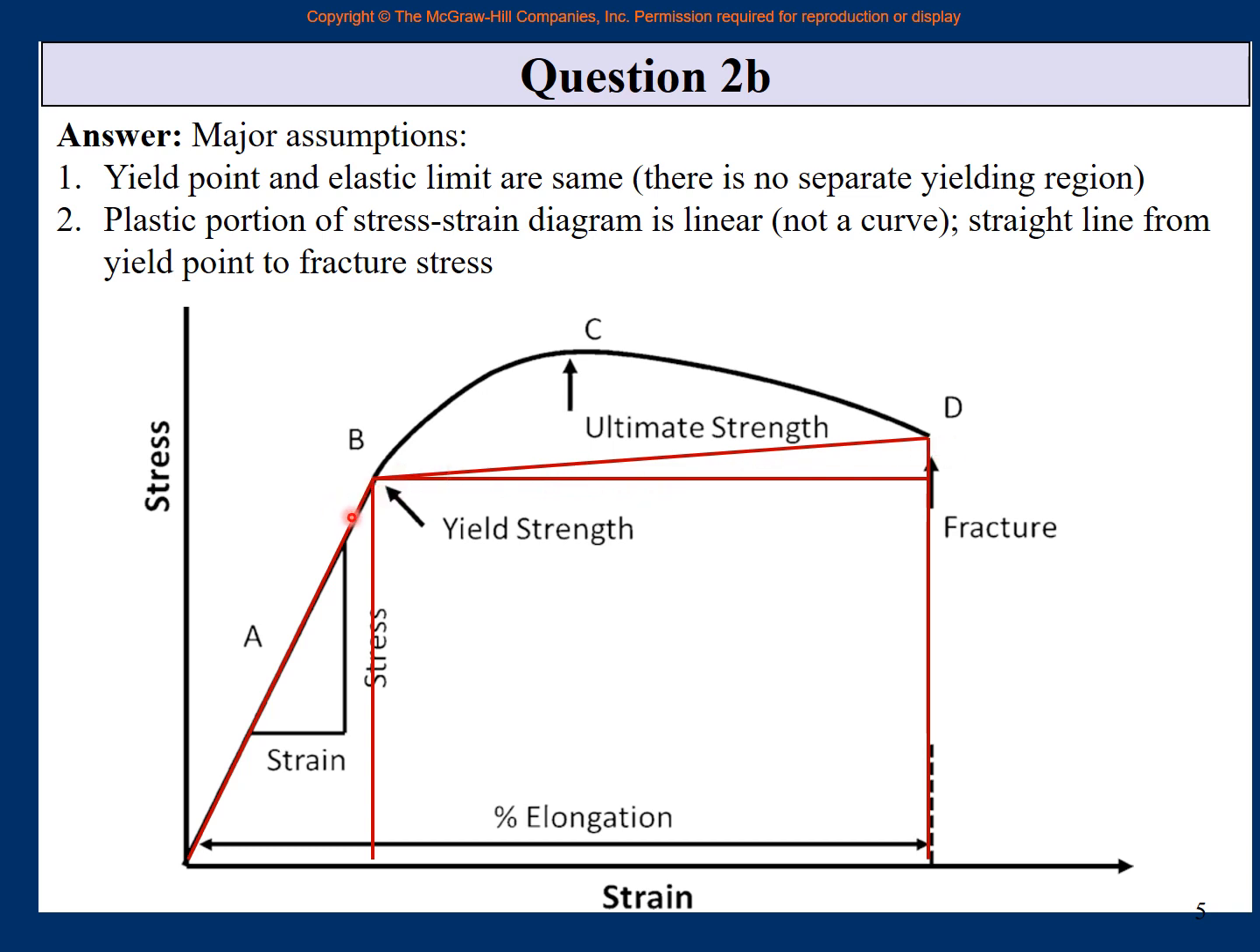First assumption, the end of the elastic region and the beginning of the plastic region are at the same point, so there is not a separate yield region. The second, that from B to D, from yield to fracture, it is not a curve but a straight line. Then you can solve it. So if you drew this diagram roughly, clearly, and if you wrote these assumptions, you should be very happy that you really understand the question. If you did not, then we discussed these issues and we solved these types of problems. And if you made some errors, now you will be able to see them.